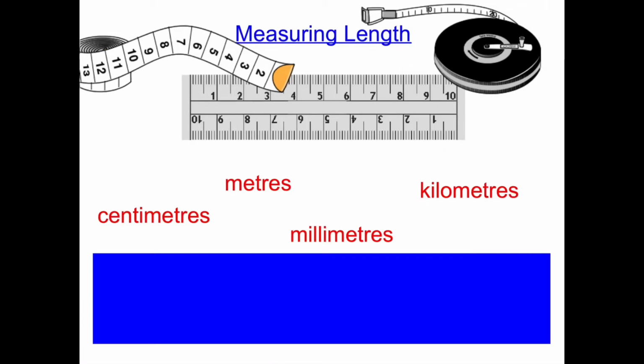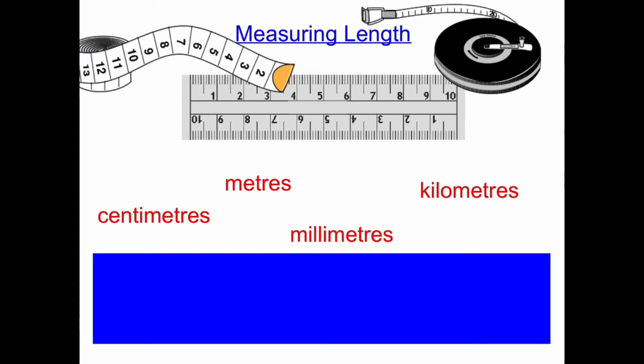Today we're starting our new measurement topic, and the first type of measurement we're going to look at is measuring length. Now the red words are some of the words we use when we're recording length, how long something is. We've got centimetres, metres, millimetres and kilometres.